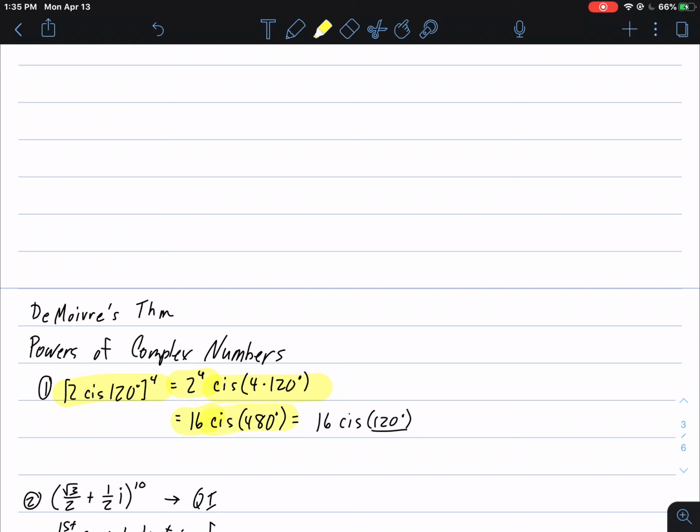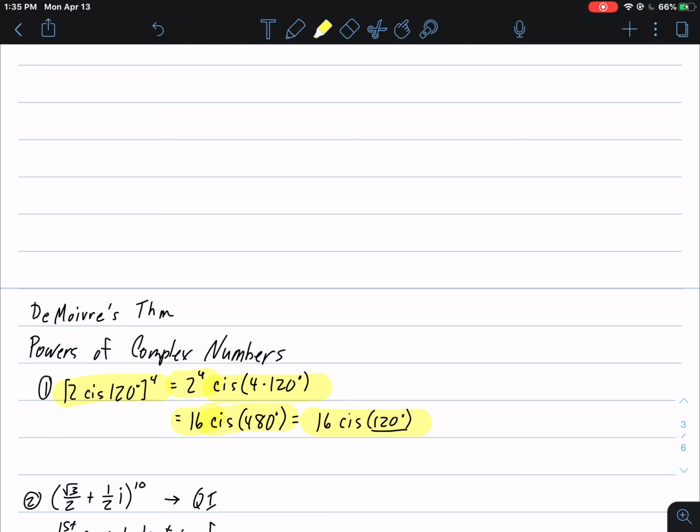And then this goes back to what we mentioned earlier. I mean, there's nothing wrong with using 480 degrees as your angle. Perfectly fine. But we tend to gravitate back to the coterminal angle that's between 0 and 360. So 16 cis 480 degrees, 16 cis 120 degrees. It's the same number, right? We just tend to put it back in terms of that angle between 0 and 360.